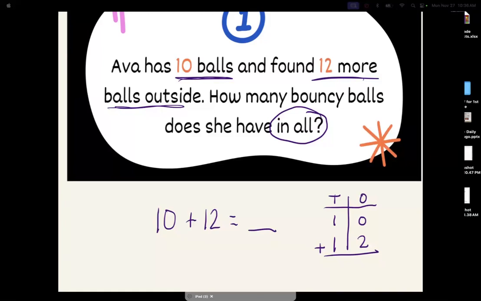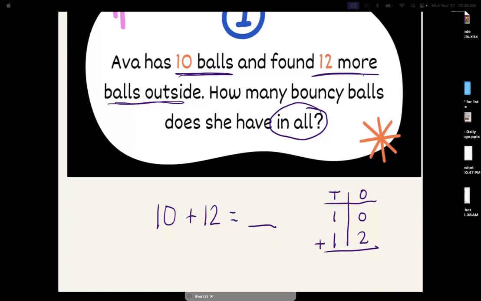I know what it is. Okay, what is it? It's 22 because if you have 10, they add 2 more. 10 plus 10, they add 2 more. That's 20, right? Then 21, 22.